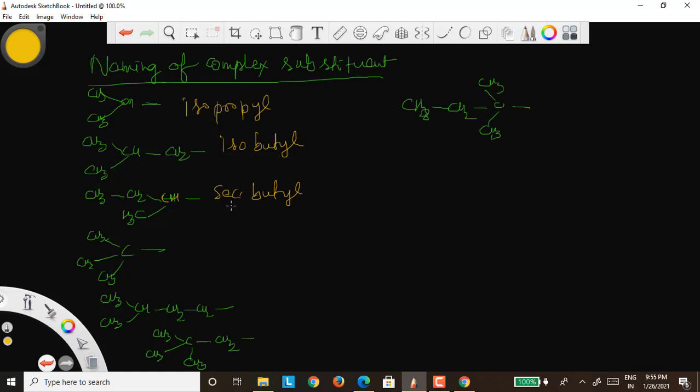Now this carbon is connected to three carbons, so this is tertiary carbon. Carbon connected to three carbons, 3 degree, is known as tertiary. Carbon connected to two carbons, 2 degree, is known as secondary. Carbon connected to four carbons, 4 degree, is known as quaternary. So tertiary, secondary, quaternary. Quaternary is also known as neo.